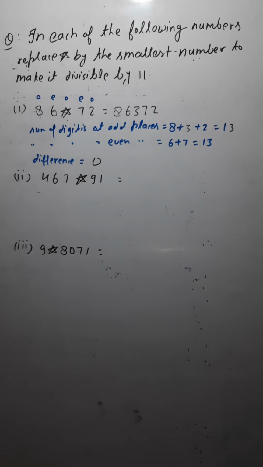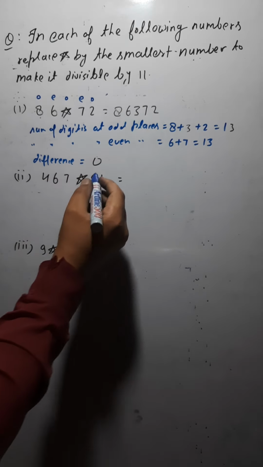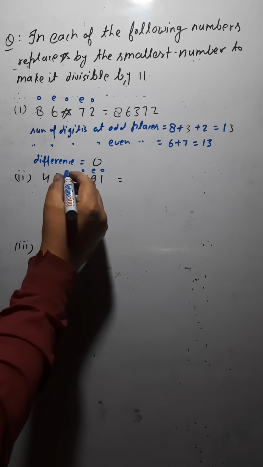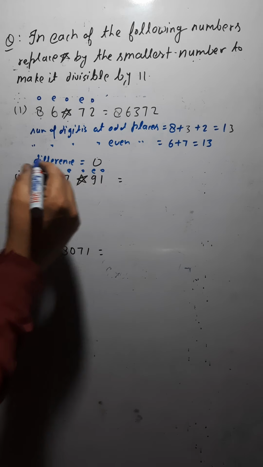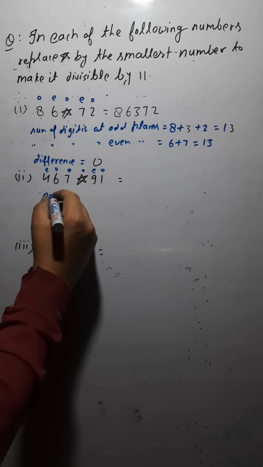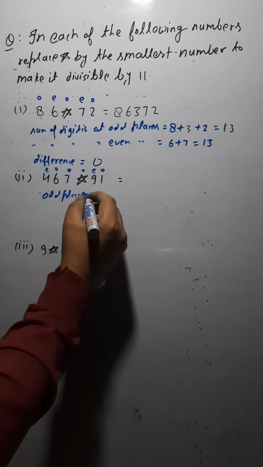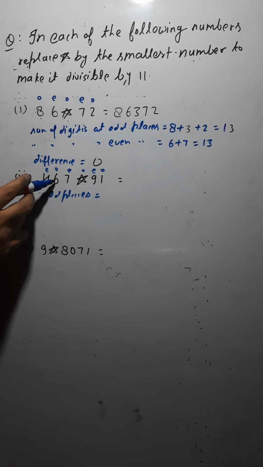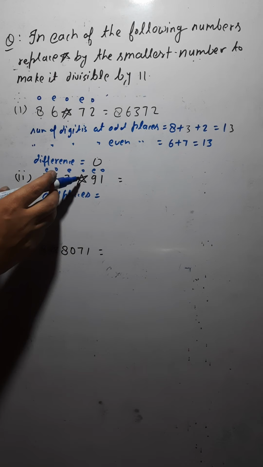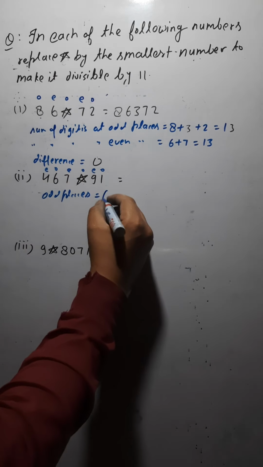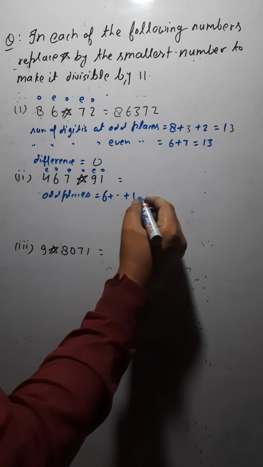Okay, so similarly you have to do the next question also. Again, mark the even and odd places here. Odd, even, odd, even, odd, even. So first, the sum of the digits at odd places. What are the odd places there? Here it is 6. So 6, star and 1. 6, don't know what, and 1 here.